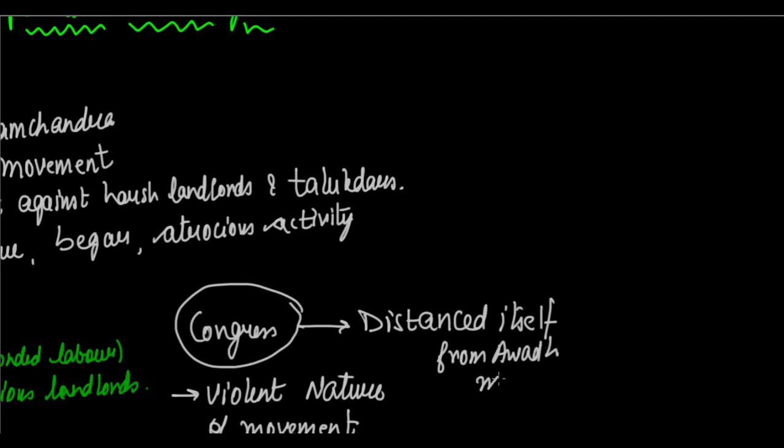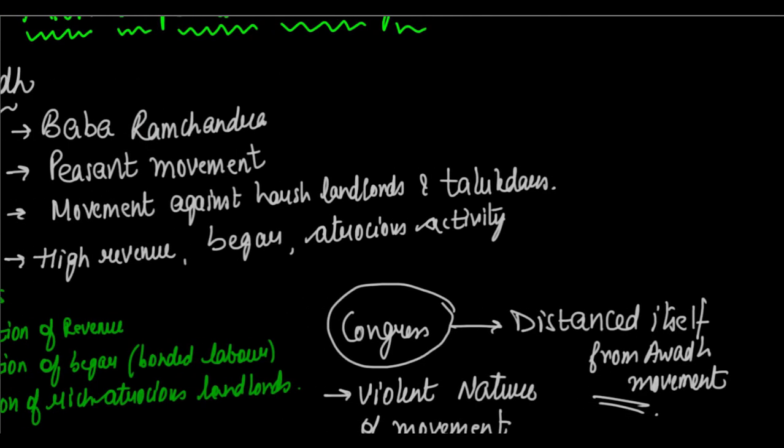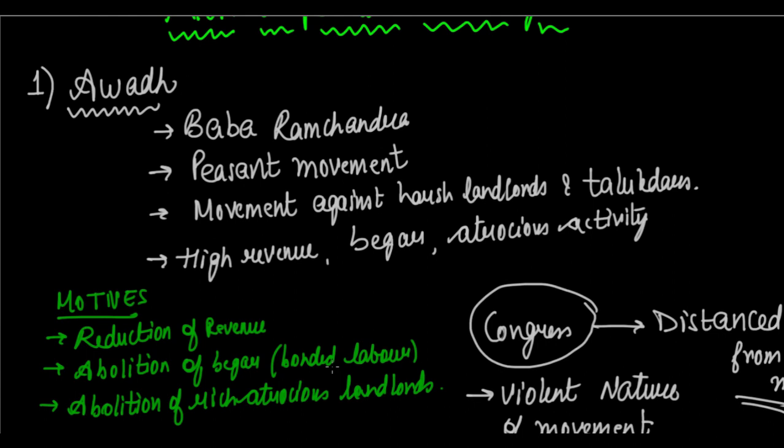Because of the violent nature, the movement turned violent later on. So it distanced itself from the movement. Leaders in Awadh started telling people that Mahatma Gandhi and the Congress had declared that now no rents were to be paid, and people could take over landlords' land and distribute it amongst themselves, which was wrong. That was not what had happened. So again, because of this violent nature and the misinterpretation of Gandhi's message, the Congress and other prominent leaders distanced themselves from the Awadh movement.